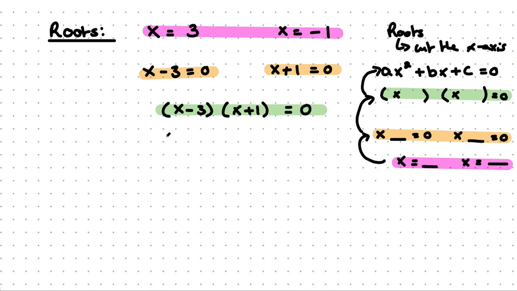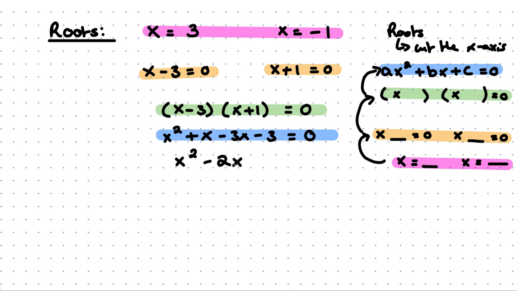Now we need to multiply those out, and this is going back to first year work. x by x is x squared, x by 1 is 1x, or x, minus 3 by x is minus 3x, minus 3 by 1 is minus 3, and it's equal to 0. That's putting me closer to that final step that I want, which is the quadratic. We're really close to it now. What have I got to do but just tidy it up? So I now have x squared, minus 3x and plus x together gives me minus 2x, minus 3, and it's equal to 0.